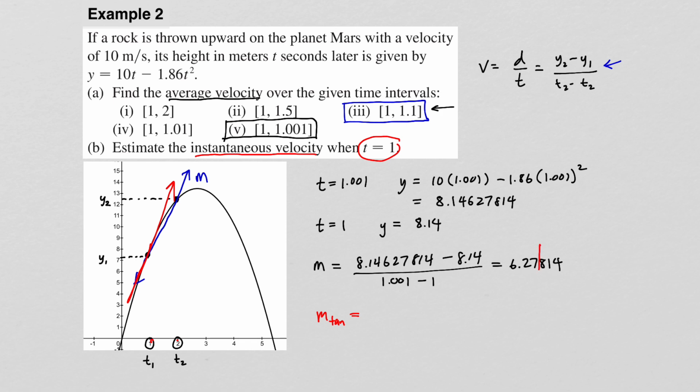But if we just round this to the hundredths place, this number would round to 6.28. And so I'm going to estimate that the slope of the tangent line, and therefore the instantaneous velocity, which means how fast the rock is traveling when t is exactly 1 second, is equal to 6.28. And let's remember that this is given in meters per second.